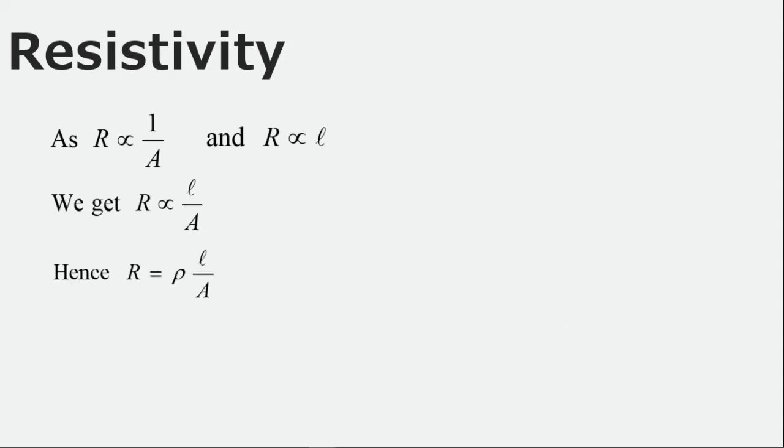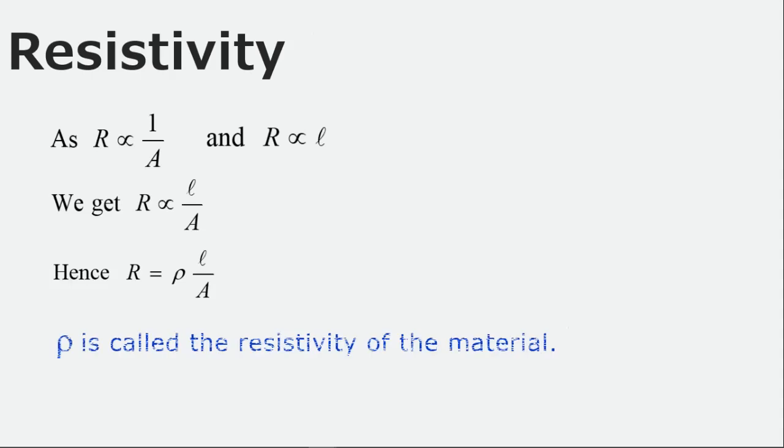In this case, this relationship is now called the resistivity. As R is inversely proportional to the area, and R is directly proportional to the length, then R is equivalent to L over A. Hence, R is equal to rho L over A, where rho is called the resistivity of the material, and the unit of resistivity is ohm meter.